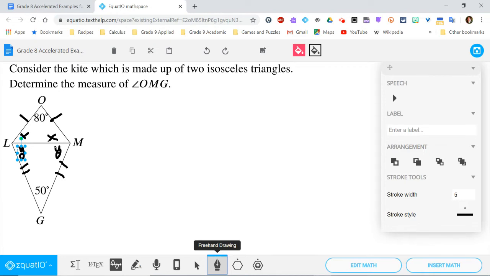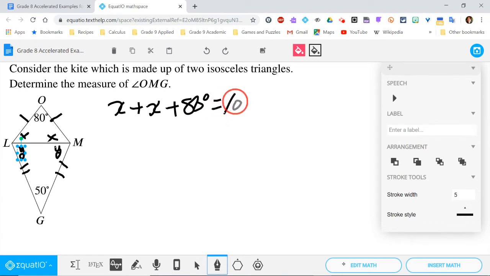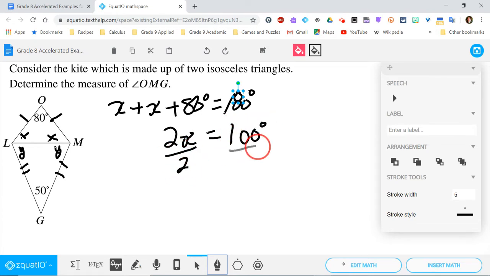I'm like, okay, well, in that top triangle, OLM, I know that x plus x plus 80 has to equal 180 degrees. X and x, I know there's two of them, so I have 2x is going to equal 180, take away 80, I have 100. And then to get x by itself, I'm doing the opposite of multiplying by 2. So I get x is 50 degrees. I'm going to get rid of this over here.